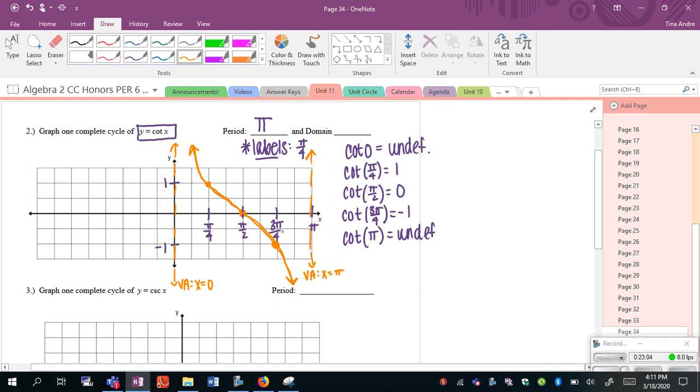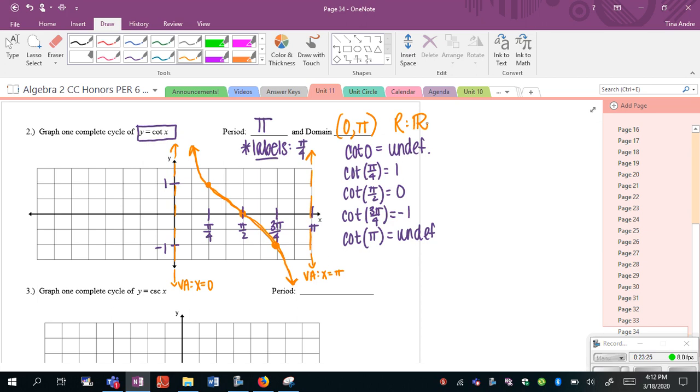So the domain for this graph is going to be 0 to pi. Notice I have round brackets or soft brackets because I have asymptotes at 0 and pi, so I'm not including those. And then the range is going to be all real numbers. So now that's tangent and cotangent. So period pi, vertical asymptotes, they look a little bit different.